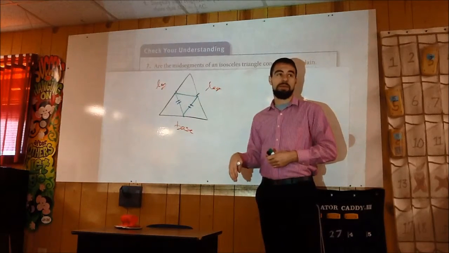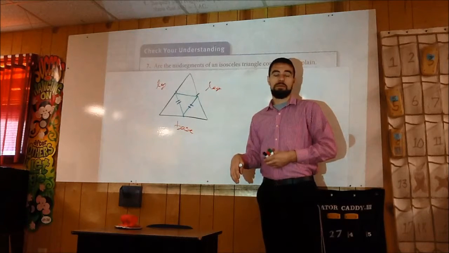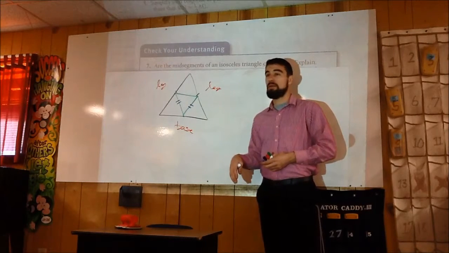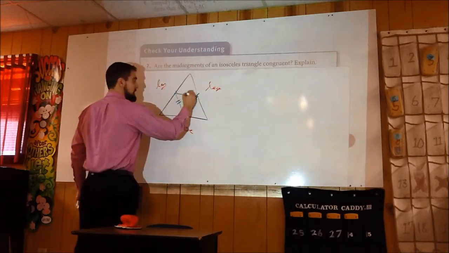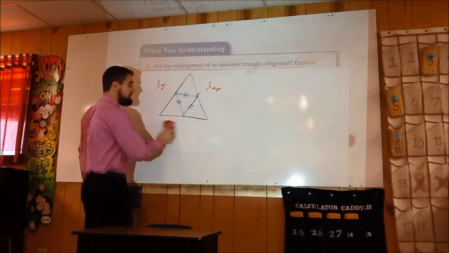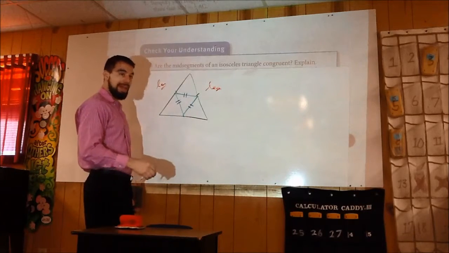What about the third midsegment that's parallel to the base? Does that have to be congruent? No. But could it be? Yes. So if all of those were the same, that would mean this would be an equilateral triangle.